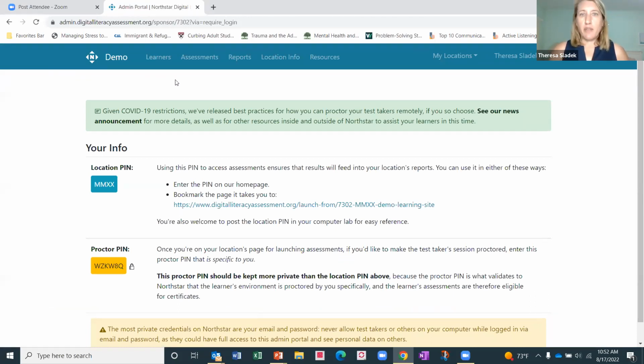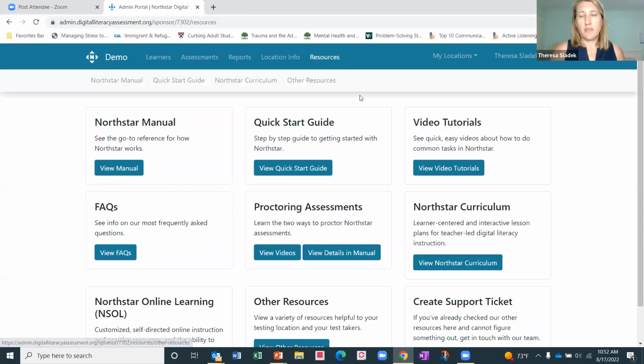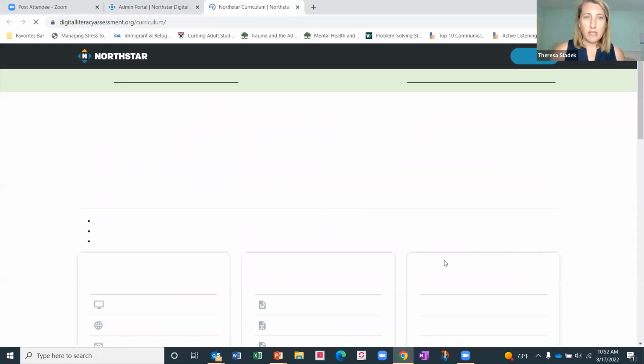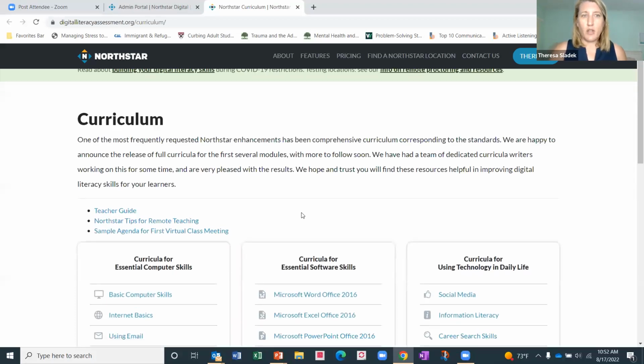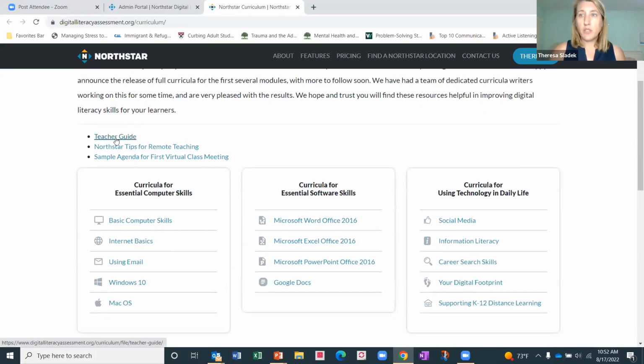If you look at the blue navigation bar on the top, we're on the landing page, which is what you see under the Northstar logo and the word demo. In my case, that's my organization. If we go over to the resources tab, the middle right, and click on that, in the right-hand column in the middle it says Northstar Curriculum. This is where you'll find all the curriculum resources in Northstar. If we click on that, it starts out with the teacher guide.